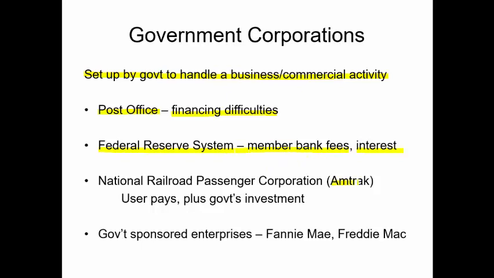Amtrak is another fairly well-known government corporation because it operates like a normal train system would, where the user pays for it. The government also invests money in that, hopefully to get a return on their investment. Amtrak, of course, is fairly controversial because every time there's a problem with it, there's a lot of public outcry as to why we're spending government money on a rail system.